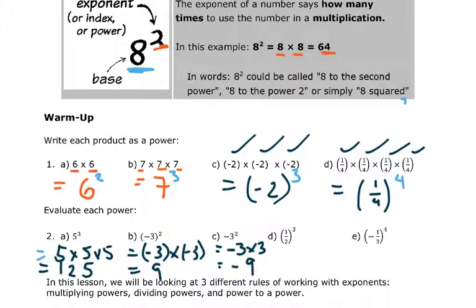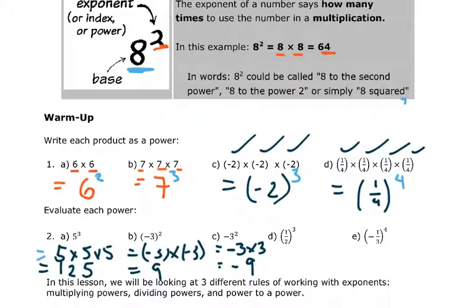So as you can see, these two look similar, but they have different answers, positive 9, negative 9. What's most important to remember is just ask yourself, what is that exponent touching? In this case, the exponent was just touching the 3, so that's what we're going to multiply by itself 2 times.